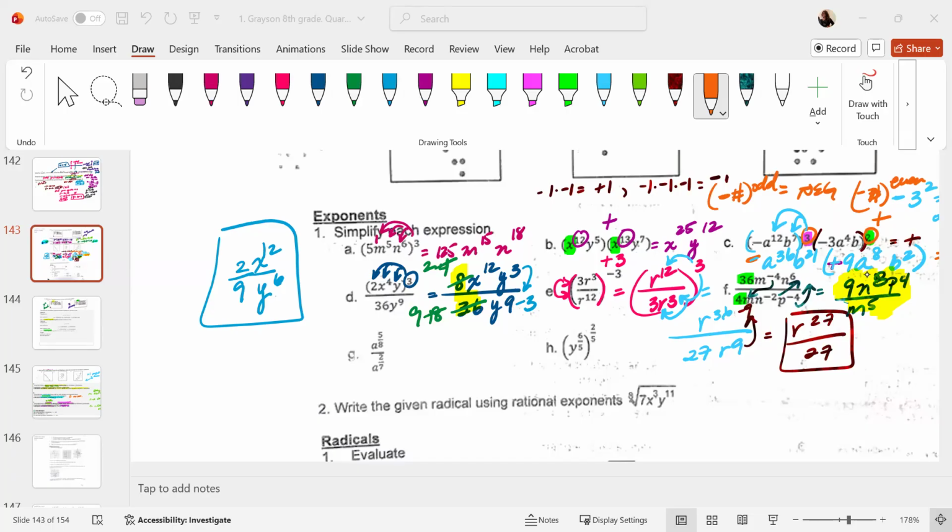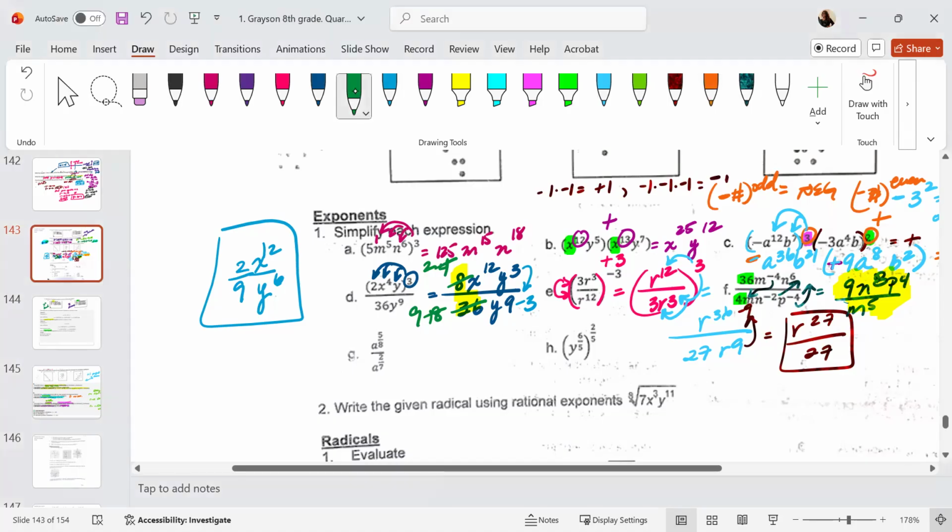Write the given radical using rational exponents. Oh, hold on. C. D.